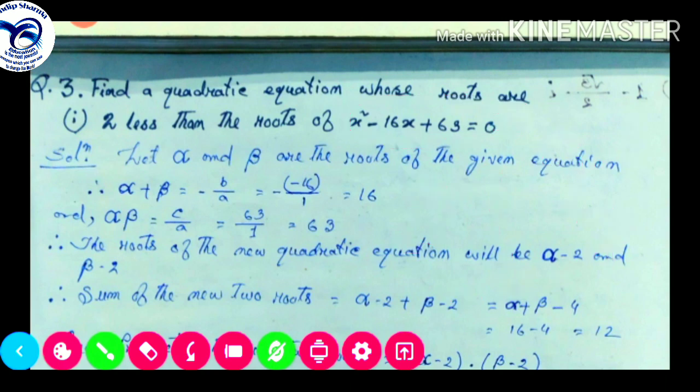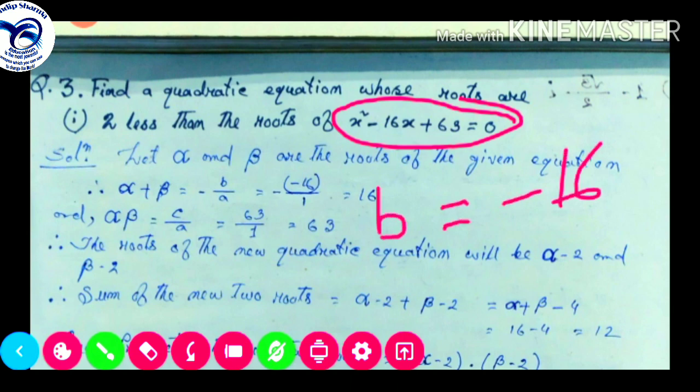So here we are considering alpha and beta as the roots of the given equation. Whatever the equation given, these two roots we are considering as our alpha and beta. Therefore our sum of the roots, that means alpha plus beta, formula is our what? Minus b by a. So here b value is equal to minus 16. And a is equal to the coefficient of x square, 1. So a will be 1, and c is equal to 63.